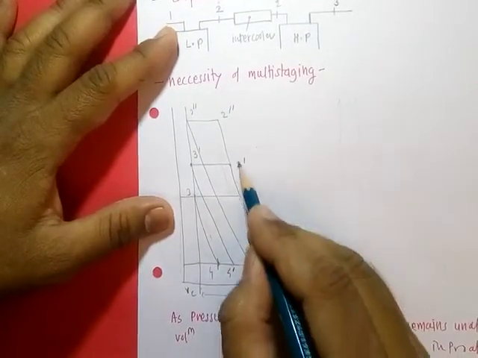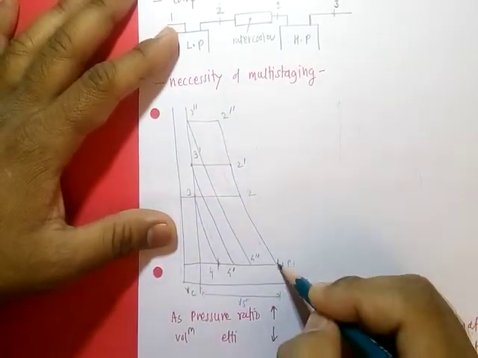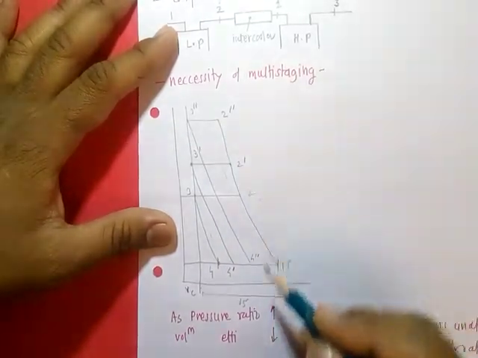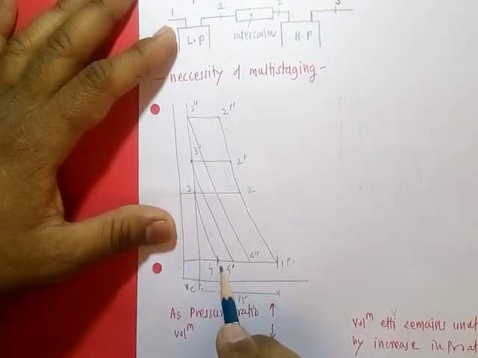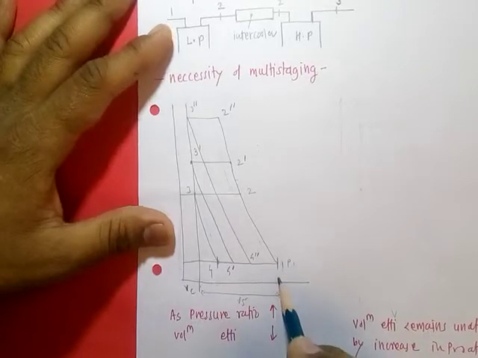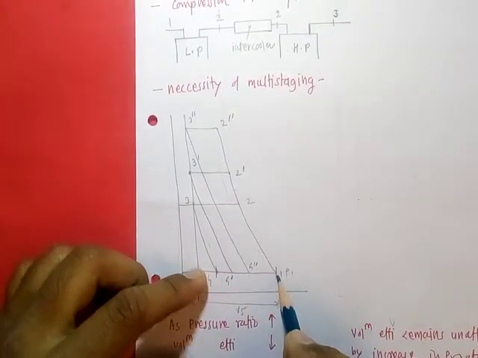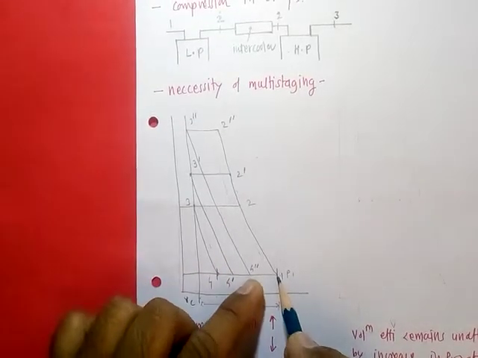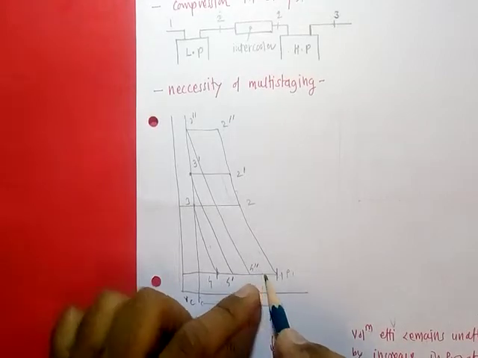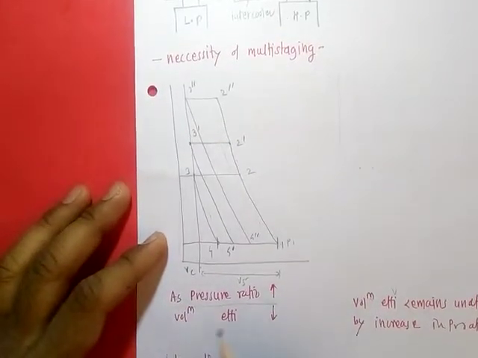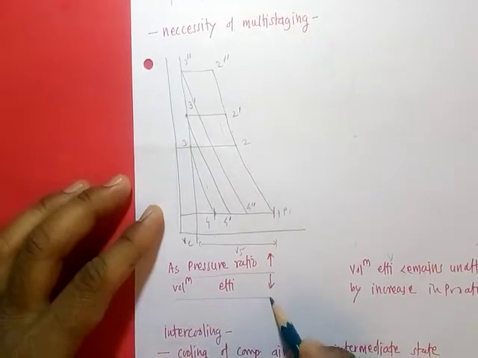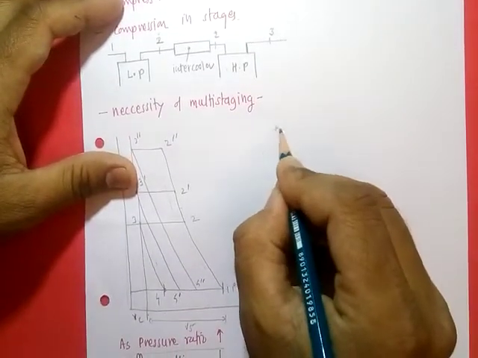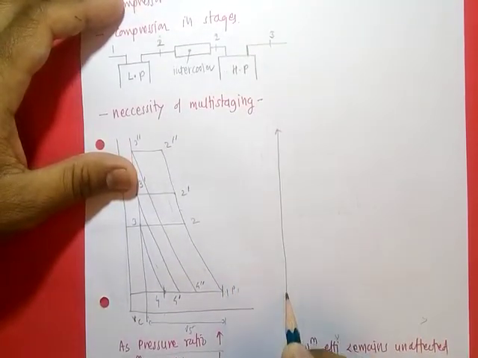So as this pressure ratio P2 by P1 is increasing, our effective swept volume continuously goes on decreasing. Initially it is from V1 to V4, then in the second case it is V1 to V4 dash, then the last case is V1 to V4 double dash. That means as the pressure ratio increases, in the case of a single stage compressor, volumetric efficiency decreases. To overcome that, we use multi-staging.